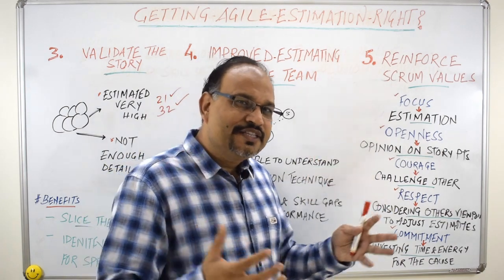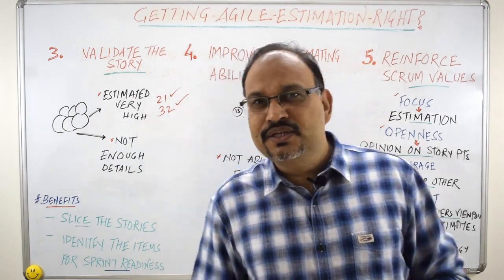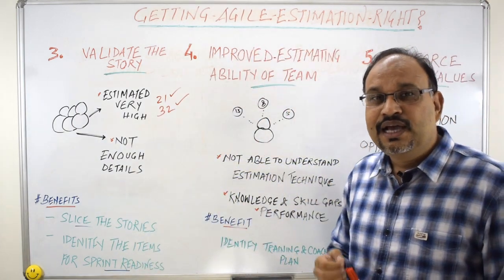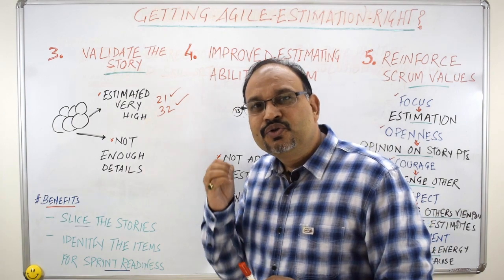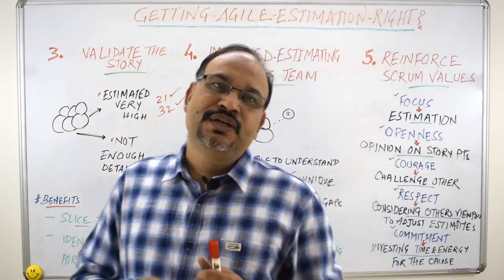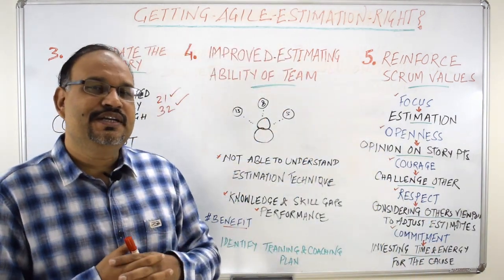So these are the 5 aspects which should never be missed during the story point estimation, and cautiously exercise them to make the best use of it to increase the team's efficiency and effectiveness.